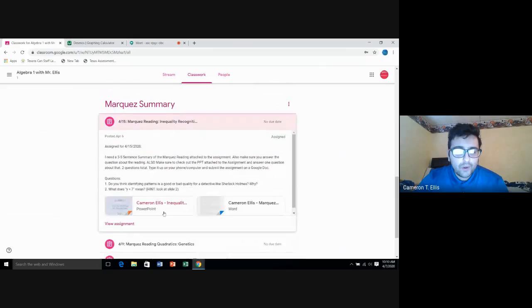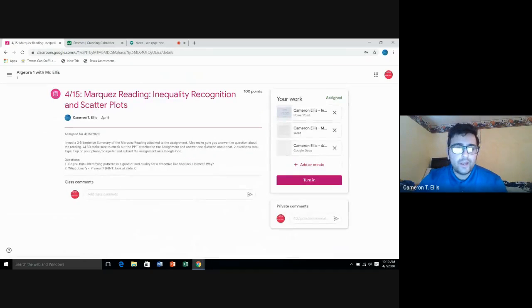Marquez reading, inequality recognition. And then we got the Marquez reading stuff. I'll let you guys handle that. But look at that thing at the end. What does y and that sign right there, 7, mean? Hint, look at slide 2. So how would I solve that one?